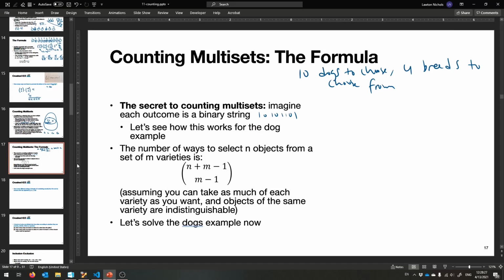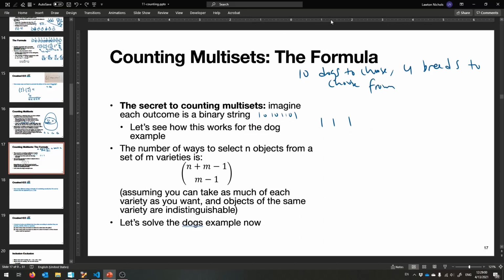Here's how you can represent a choice for your basket. You can say, okay, for the first breed, for the golden retrievers, I'm going to take 1, 2, 3, 4 of them. Or, not to confuse you with this 4, let's say I'm going to take 3 golden retrievers. I can represent this as a binary string with 3 1s. And then I'm ready to choose the next one.